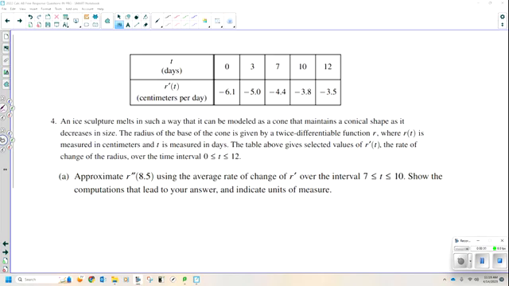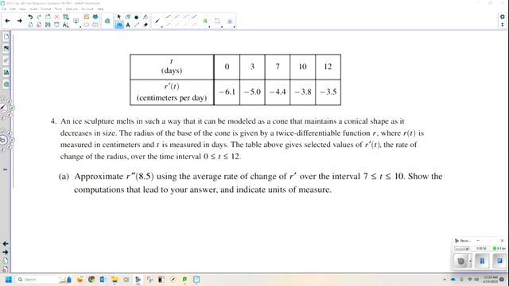Right off the bat, I love question number 4 because when I see that table, I know at some point they're probably going to ask me to do an LRAM, an RRAM, a trapezoidal rule. I love it. Let's see if we're right here. Number 4 says, an ice sculpture melts in such a way that it can be modeled as a cone that maintains a conical shape as it decreases in size.